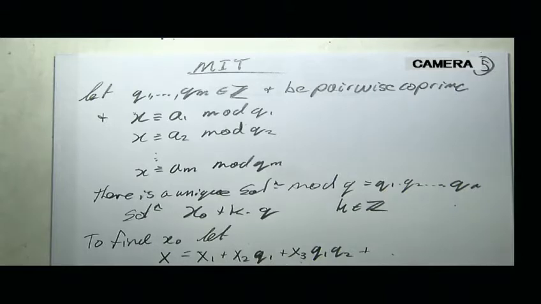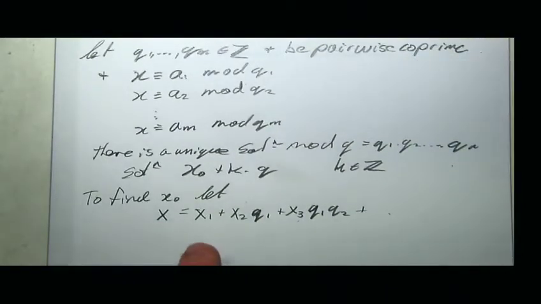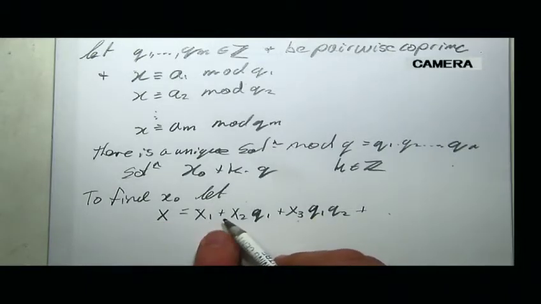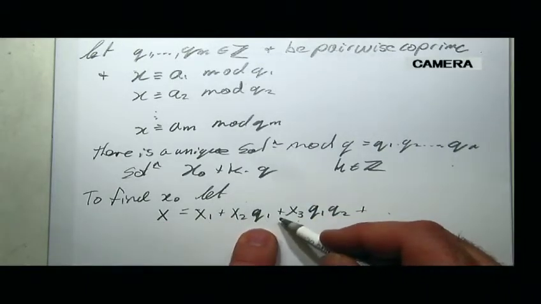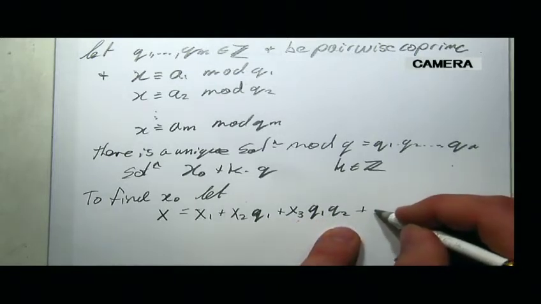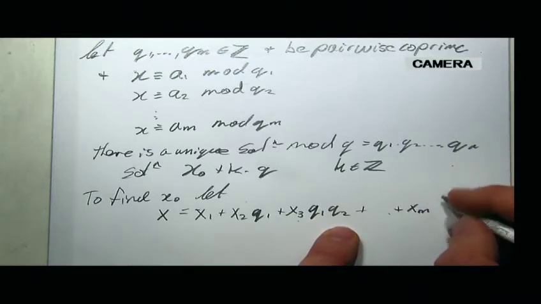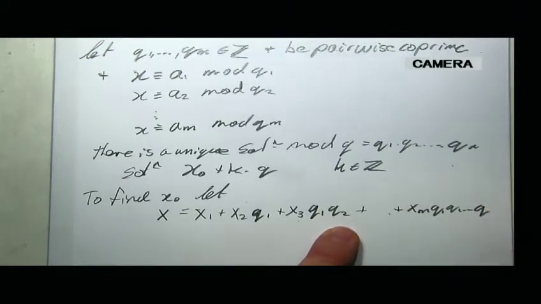Now, to find the solution, so each time what I'm doing is, x is equal to x1 plus x2 times q1 plus x3 times q1 q2 plus, and so on. Each time I'm going to multiply by an extra factor, and so what I'm going to come up with is xm, which is going to be times q1 q2, and we're going to stop one short. We're going to stop at q(m-1), the second to last one.